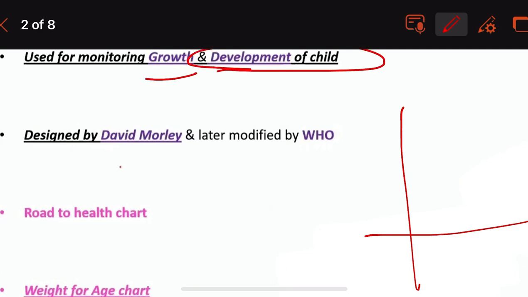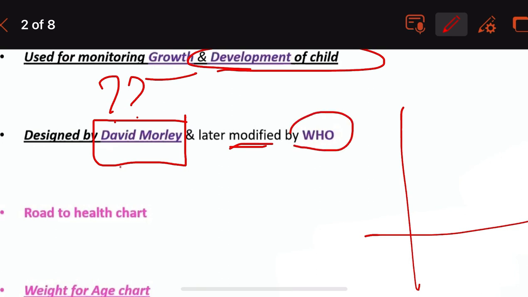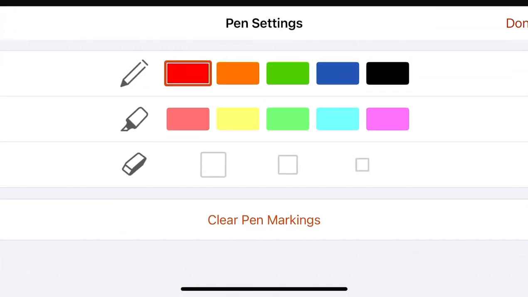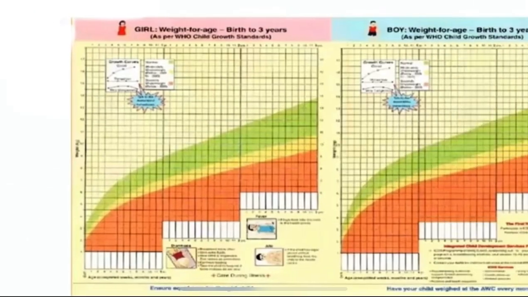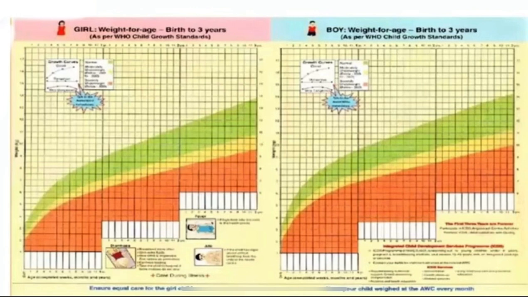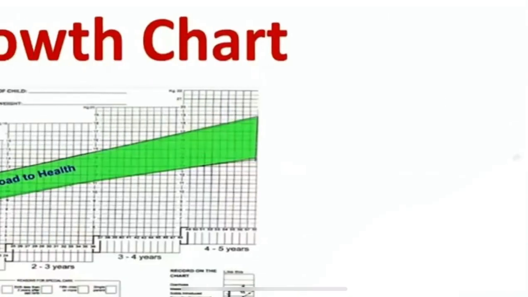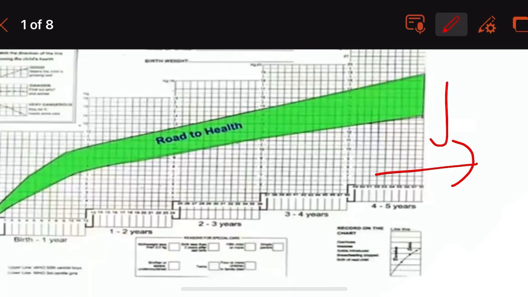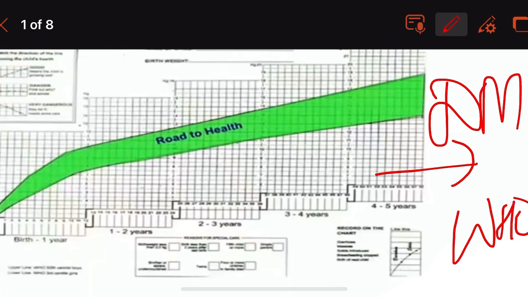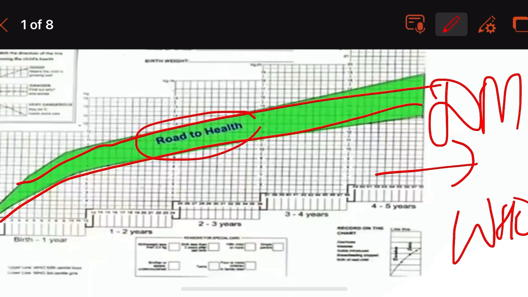of a child. Who designed this growth chart? It was designed by David Morley and later it was modified by the World Health Organization. You can have a look at this picture of the growth chart. It is used for monitoring the growth as well as the development of the child. David Morley designed it. Later, the World Health Organization modified it. And the growth chart is also known as the Road to Health chart.